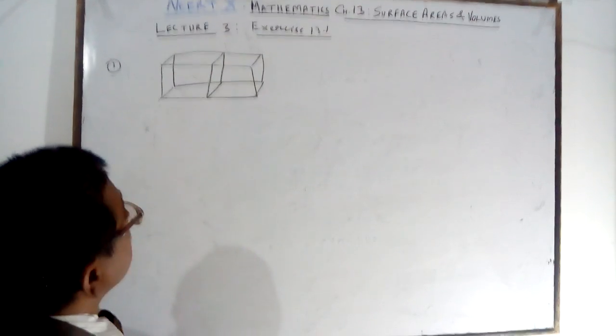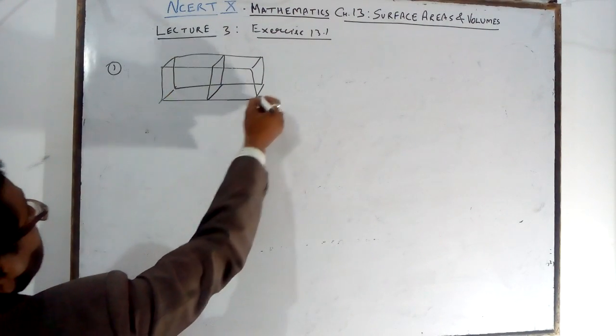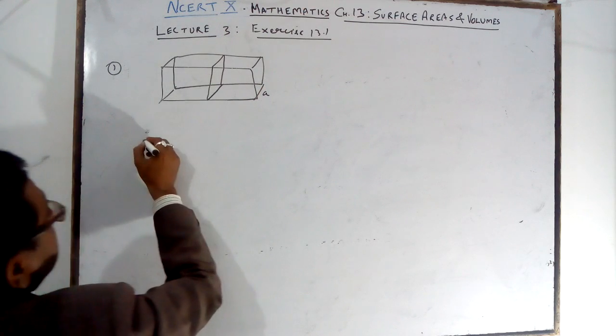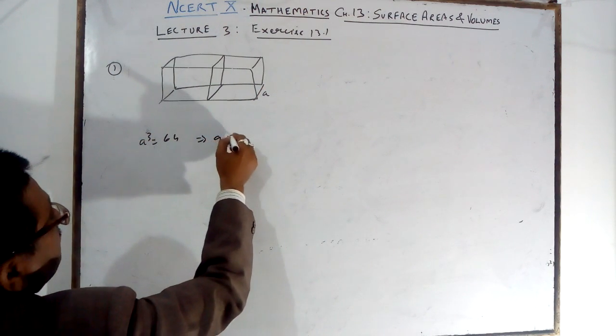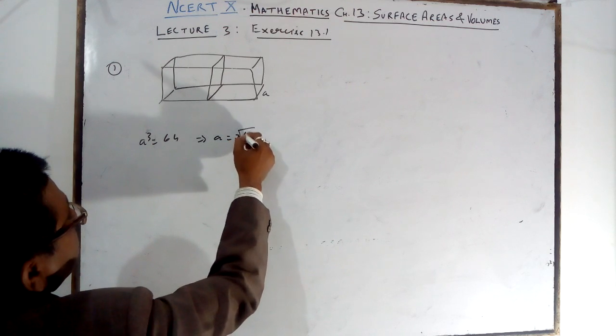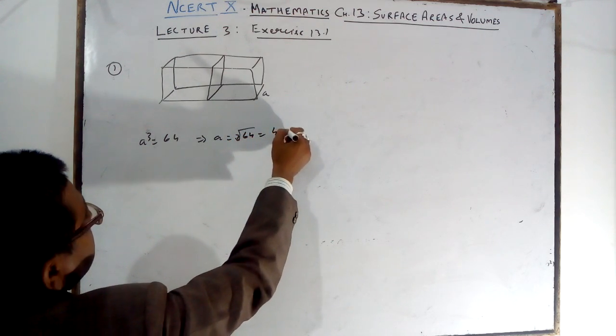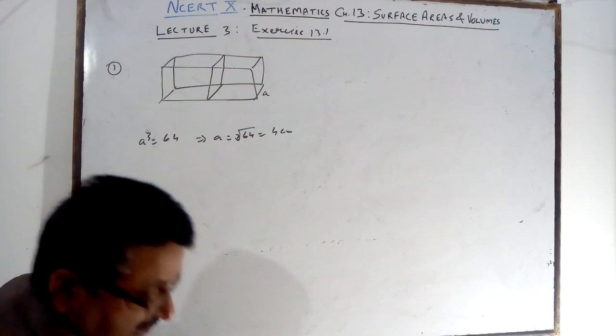The volume is 64. Suppose its side is a. So a cube is given as 64, so a is equal to the cube root of 64. What will you get? 4 centimeter. That is question number 1.